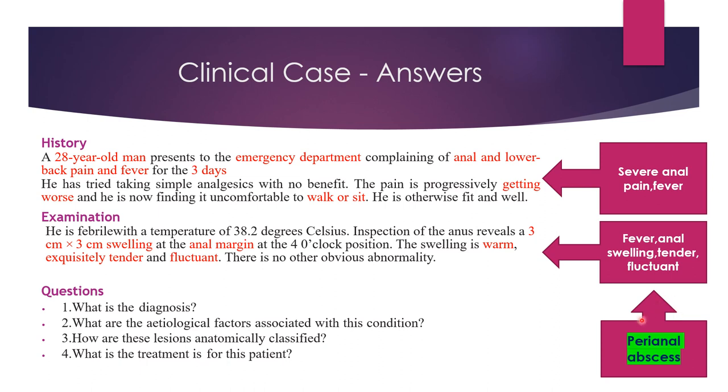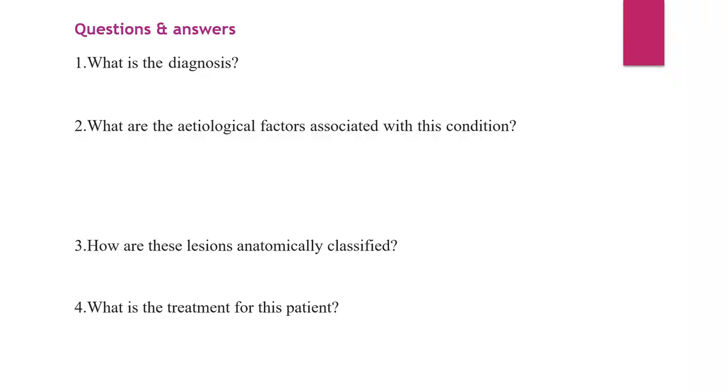And these patients may need an EUA followed by incision and drainage. EUA to decide the type of abscess, the level of abscess, the depth of abscess, then appropriate drainage of the abscess. So these are the questions which we can answer one at a time. What is the diagnosis? It's very obvious, perianal abscess or anorectal abscess.